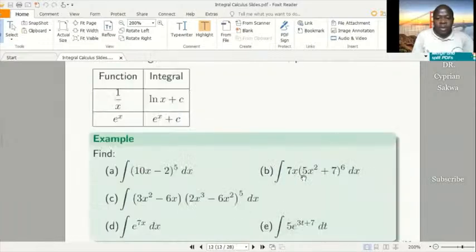It is almost similar. For this question, I'm just interested in this 7x, and whatever is here is x squared, and this is x. That is very interesting, and you'll see how it will help us. So let's do it.